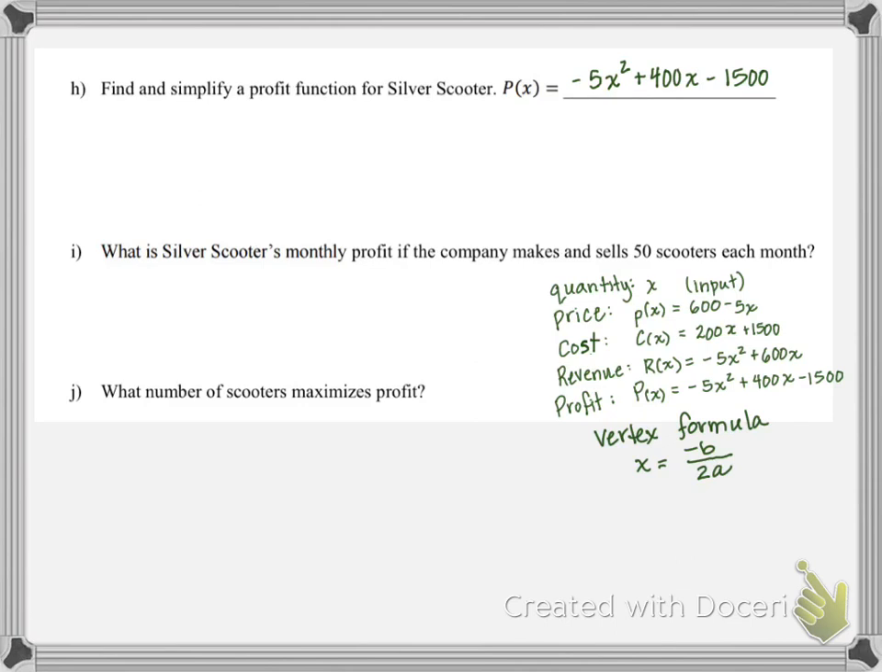Shelby, for part I, what function should I use? Yes, very good. It asks for a profit, right? It says, what is my profit? So I'm looking for the output of a profit function. So I'm going to use capital P of x. And again, we're selling 50 scooters, so that's my x value. So P of 50 equals negative 5 times 50 squared plus 400 times 50 minus 1500.